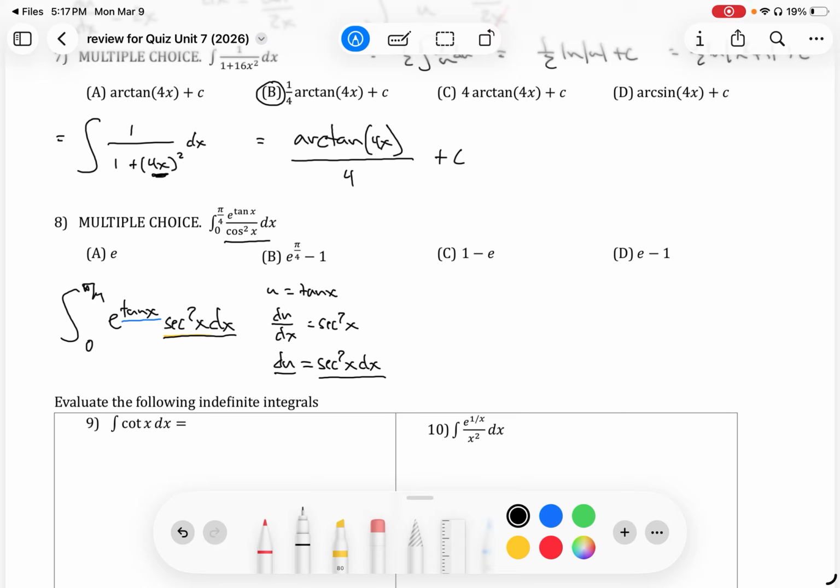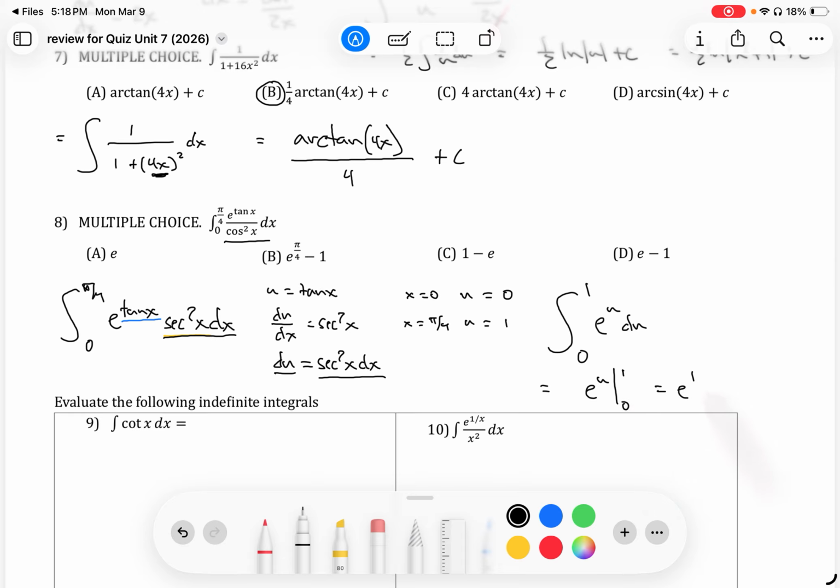Because it's a definite integral, I'd like to change my limits of integration. So if x equals 0, then u equals tangent of 0, and tangent of 0 is 0. If x equals pi fourths, then u is tangent of pi fourths, which is 1. So my new limits of integration are going from 0 to 1. So I will go from 0 to 1 of e to the u du. No problem. So that's just e to the u evaluated between 0 and 1, which is e to the 1 minus e to the 0, which is e minus 1.